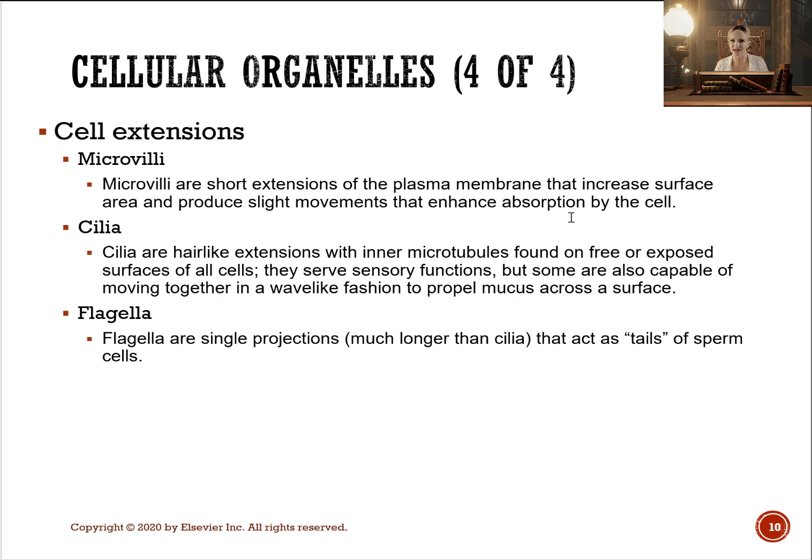Cilia are hair-like extensions with inner microtubules found on free or exposed surfaces of all cells. They serve sensory functions, but some are also capable of moving together in a wave-like fashion to propel mucus across a surface. Then we have our flagella. Flagella are single projections, which are much longer than cilia, that act as the tails of sperm cells.